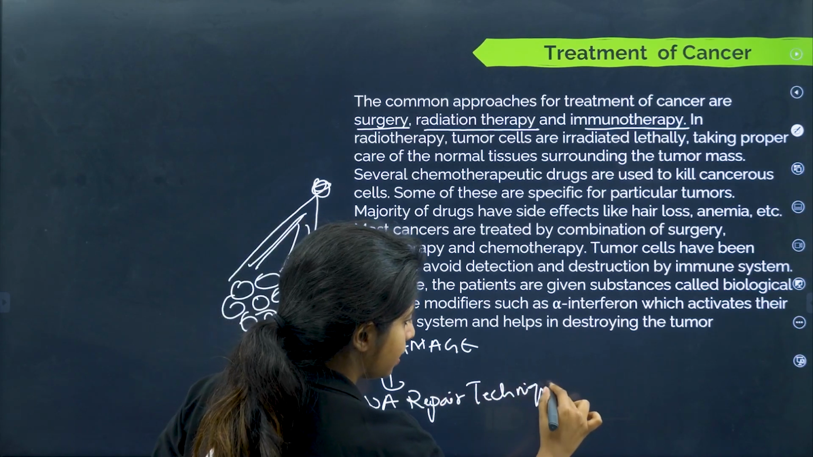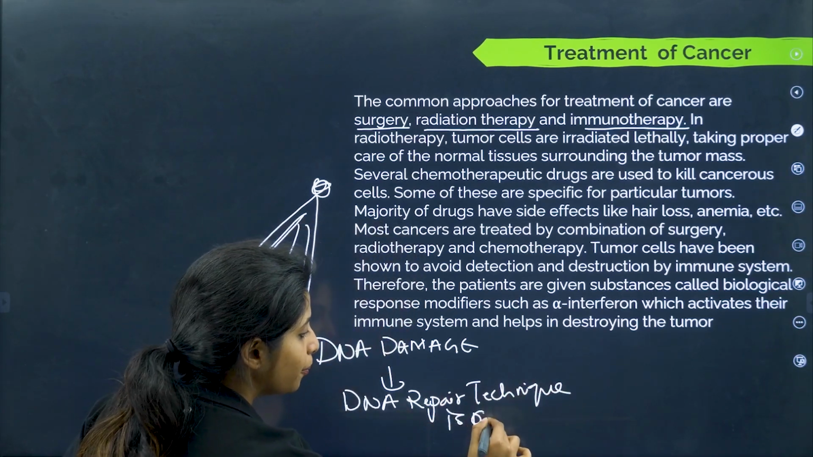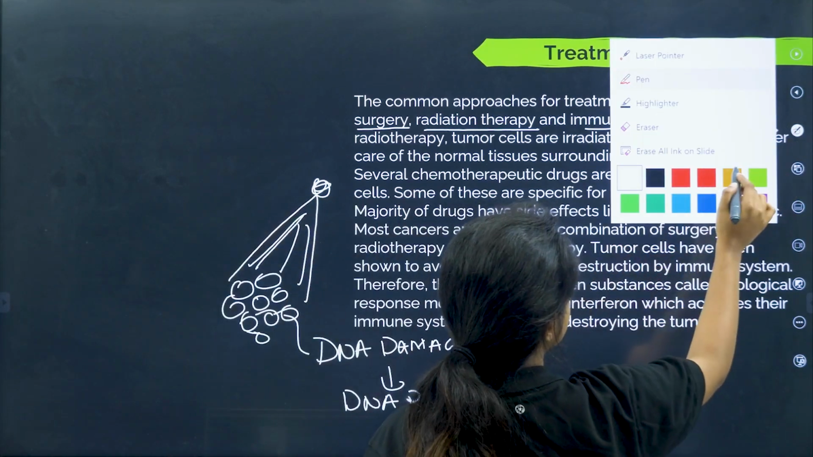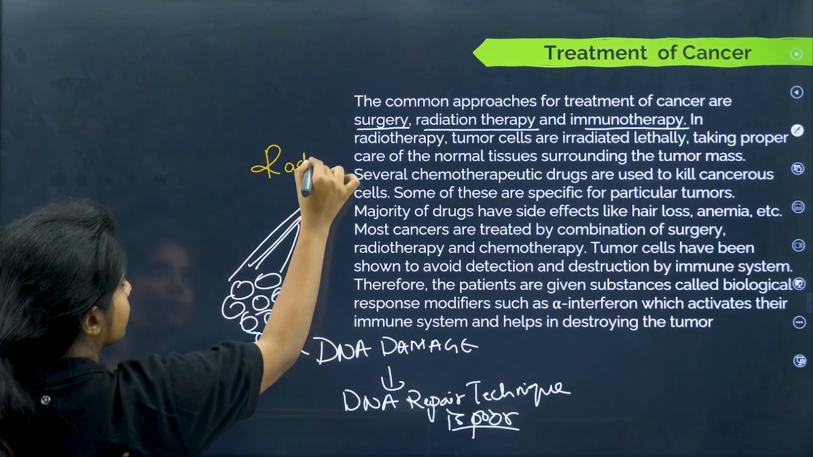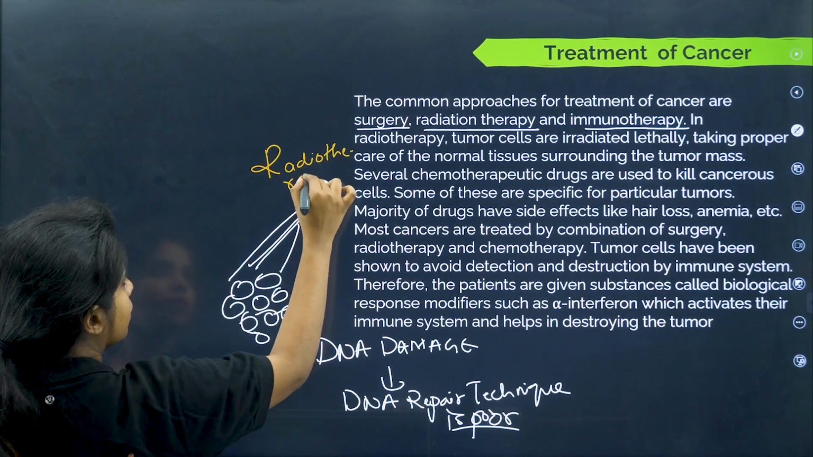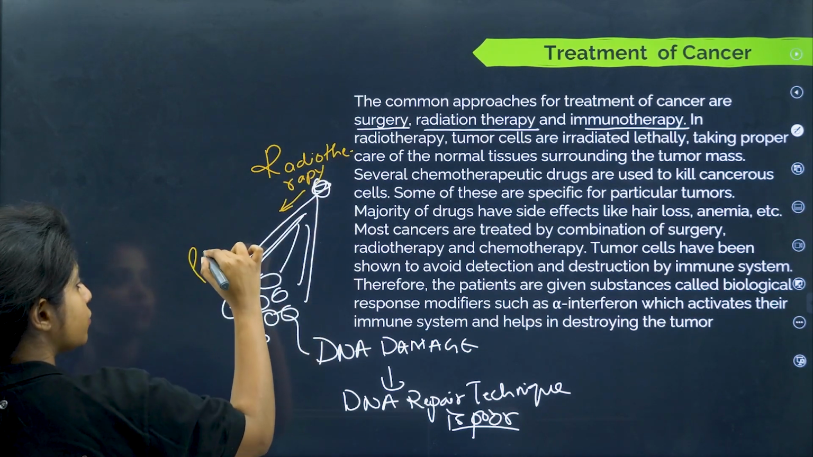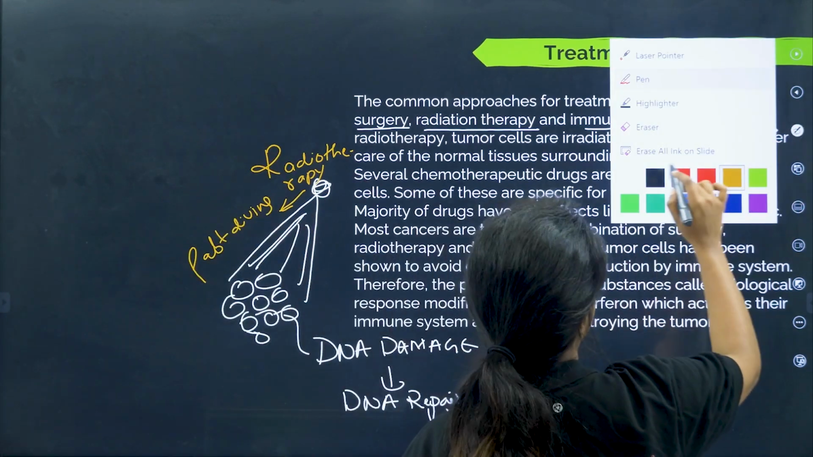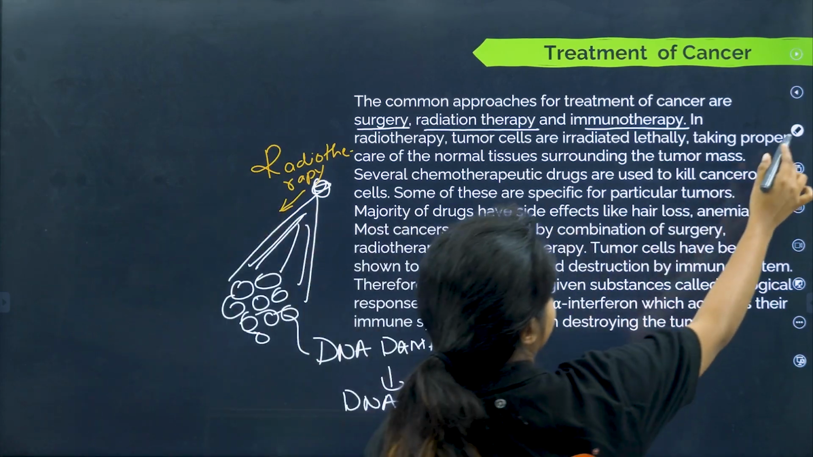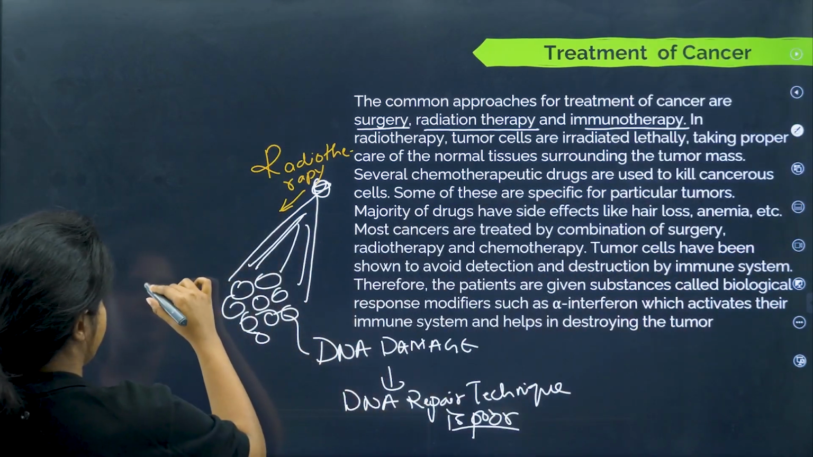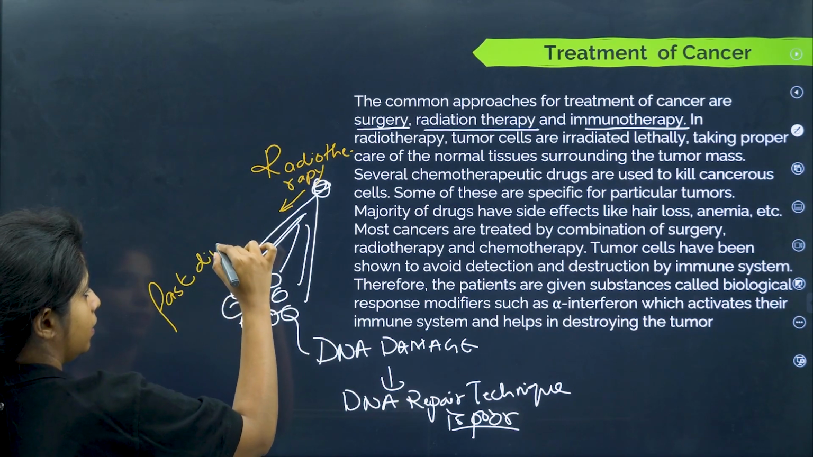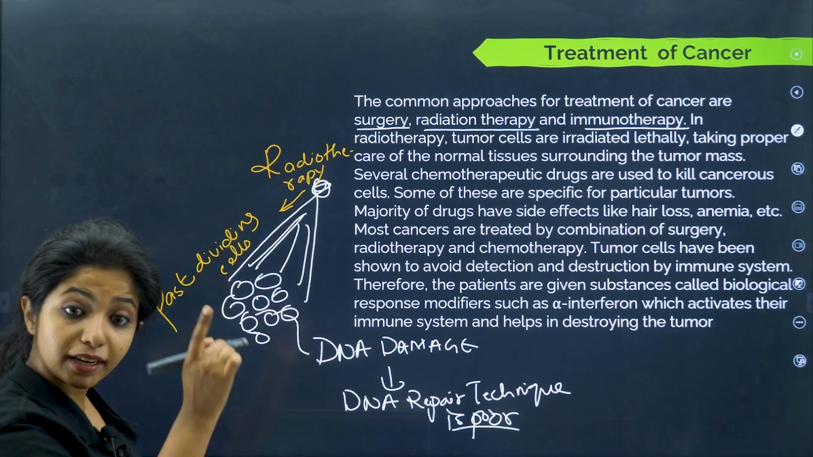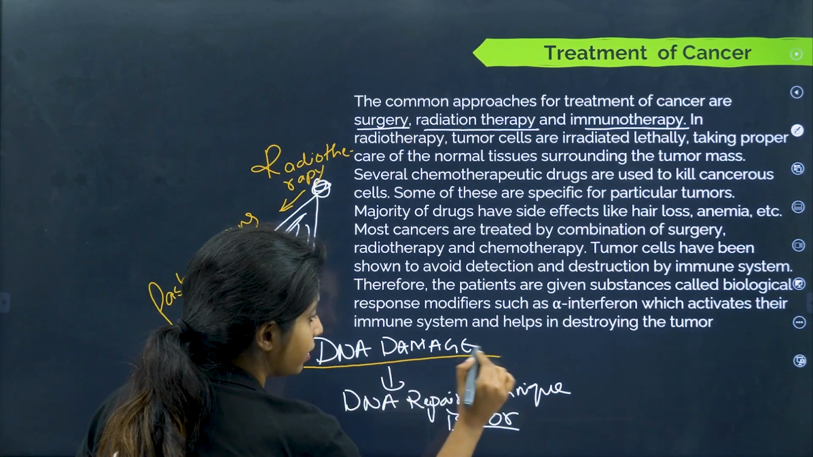And their DNA repair technique is what? Poor. So basically in radiotherapy, it is going to target fast dividing cells. Now these are targeted, and if it is cancerous, obviously they will be having DNA damage.